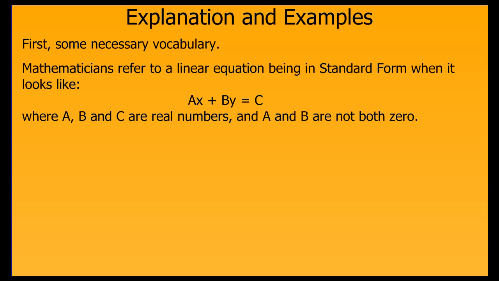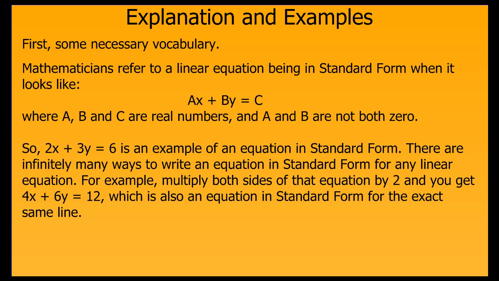Mathematicians refer to a linear equation being in standard form when it looks like ax plus by equals c, as long as a, b, and c are all real numbers, and as long as both a and b are not equal to 0. So, for example, the equation 2x plus 3y equals 6 is in standard form, with a being 2, b being 3, and c being 6.